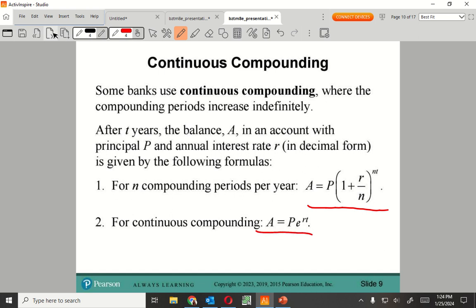A equals P, e to the rt. When you're plugging this in, you have to use the e number, not the e letter. They're different. Okay? So we're going to go through and do this and calculate.